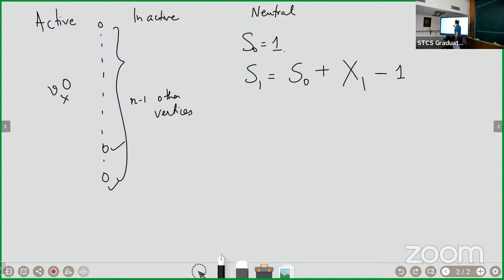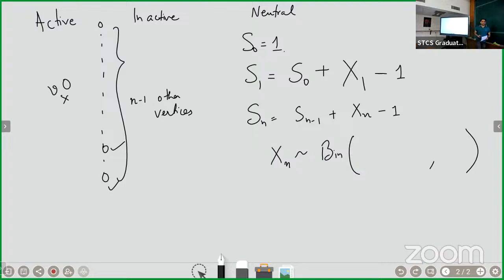So Sn plus xn minus 1. But what is the distribution of xn? With what and what? It's not a symbol. It depends on xn. I should not use that. So keep reminding me that I should not use it.